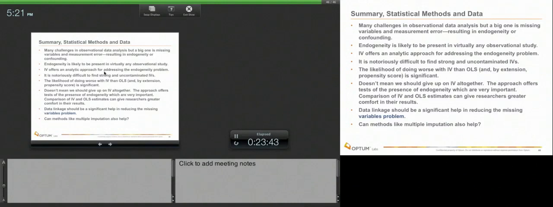In terms of the data you showed on reducing the missing variables problem, I'm just wondering, have you been able to identify certain data sets that have been more helpful in solving that problem than others, and were there any surprises? Yeah, well, I just think like the marketing data.